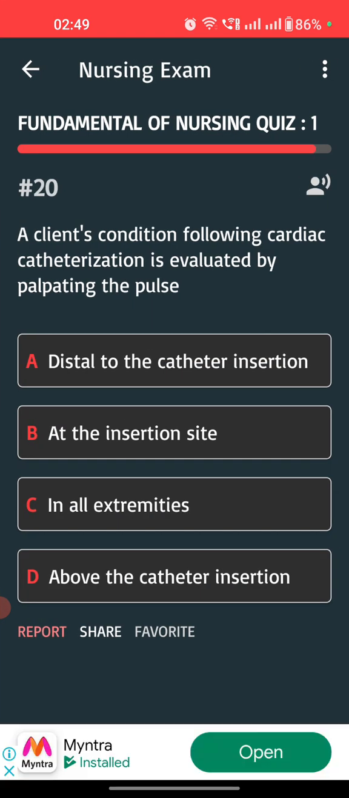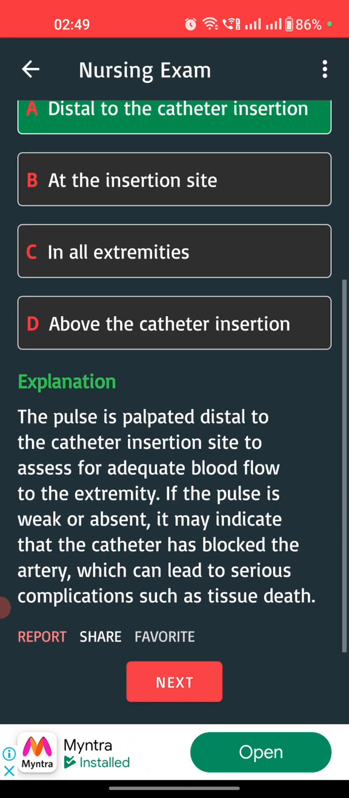A client's condition following cardiac catheterization is evaluated by palpating the pulse: A. Distal to the catheter insertion. Correct answer. The pulse is palpated distal to the catheter insertion site to assess for adequate blood flow to the extremity. If the pulse is weak or absent, it may indicate that the catheter has blocked the artery, which can lead to serious complications such as tissue death.